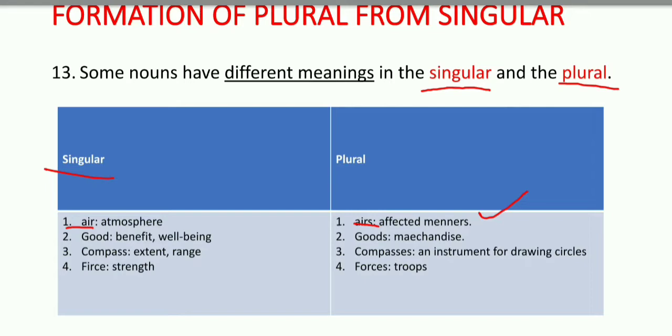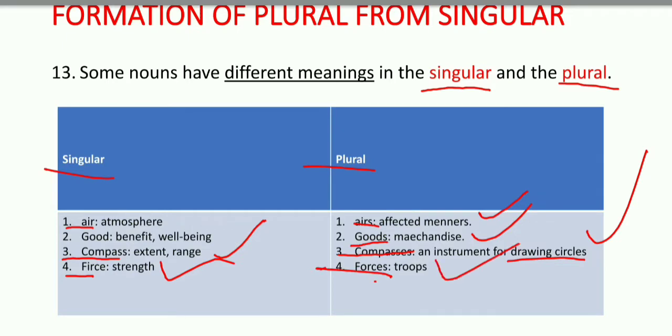Likewise, good means benefit or well-being. And if we say goods, it means merchandise. Compass means extent or range, and compasses means an instrument used for drawing circles. And we have the fourth, force. In singular, force means strength, but if we use it in plural, forces, it means troops.